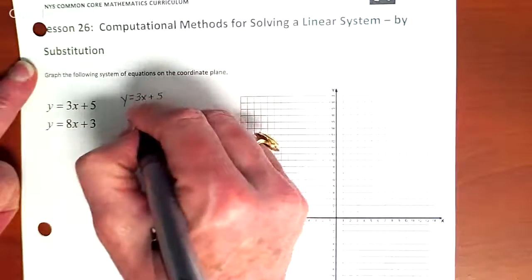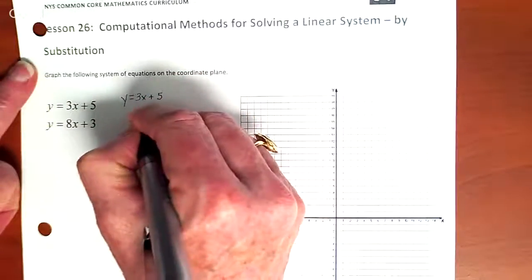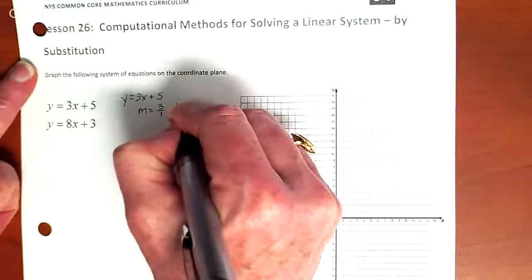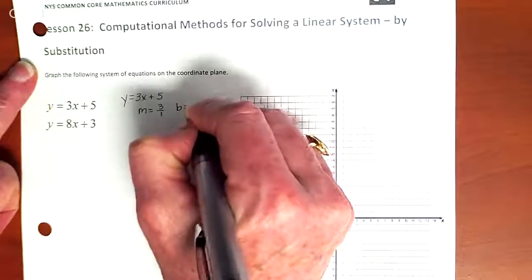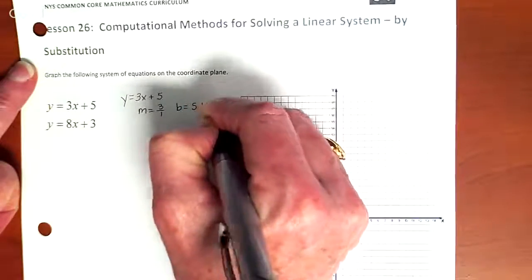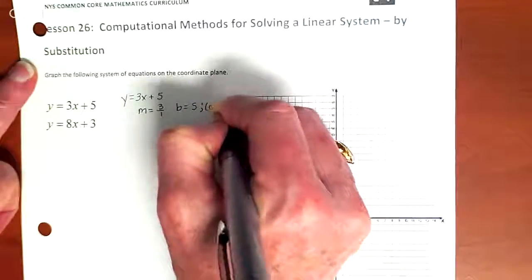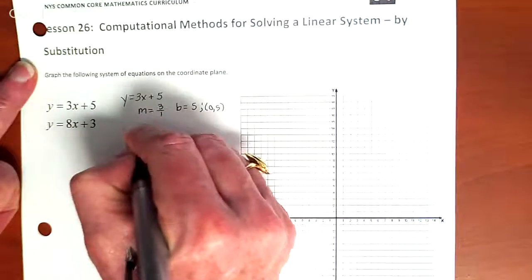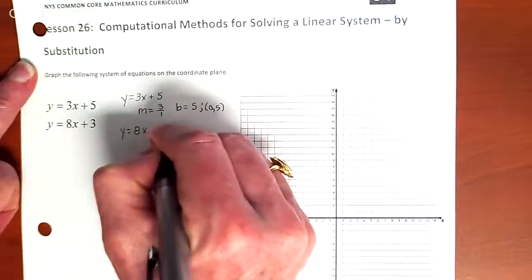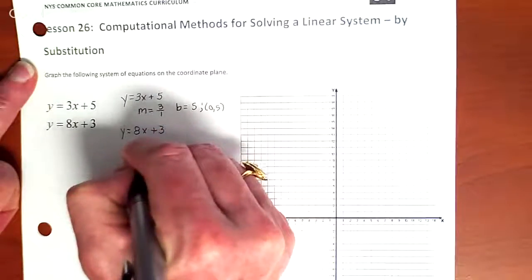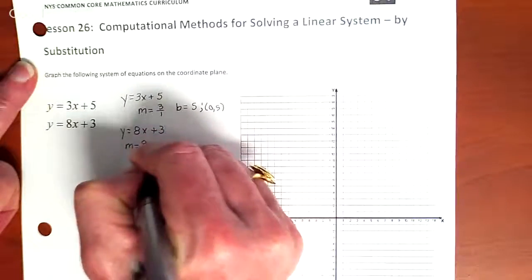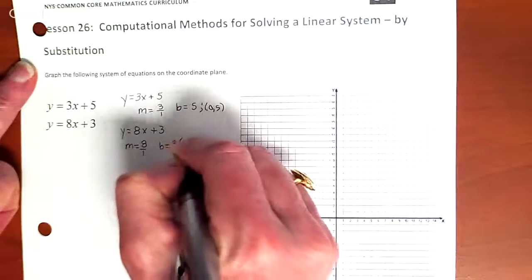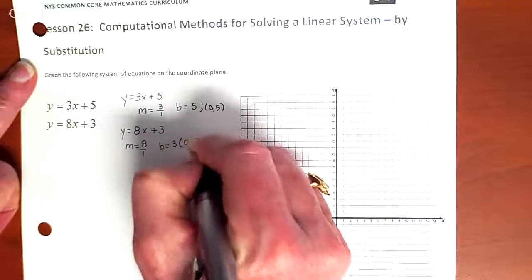And then I have my slope is 3 over 1. My b is 5, or 0, comma 5. Y equals 8x plus 3. My slope is 8 over 1. My b is 3, or 0, comma 3.